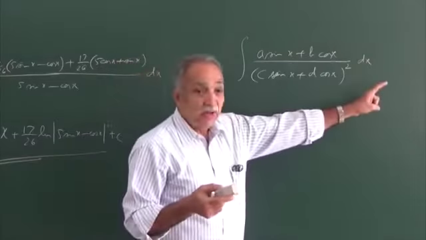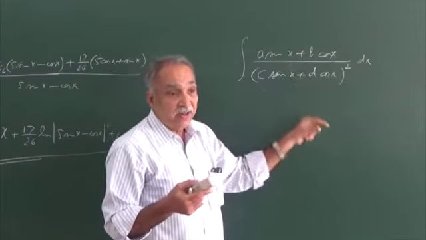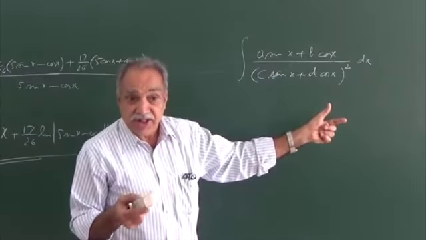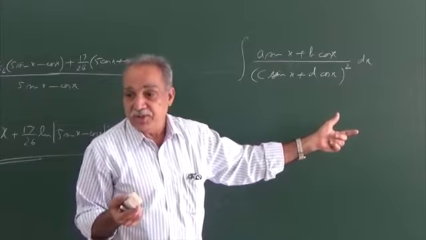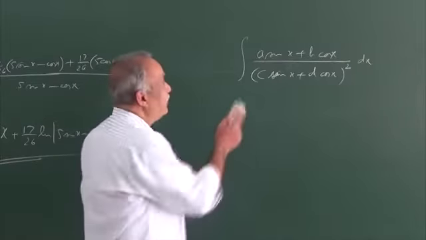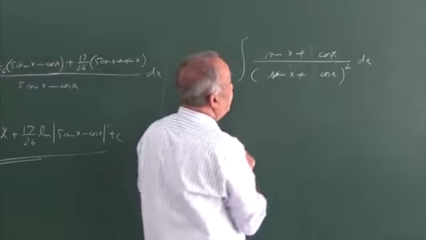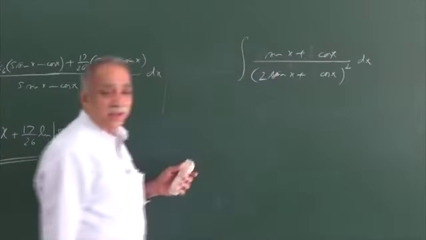The other part will have the numerator as the derivative of this, and the denominator (c sin x plus d cos x) whole squared without any change. Is that at least easily integrable? Yes, it will be of the form dt by t squared. Let us try. Let me have specific values for a, b, c and d.